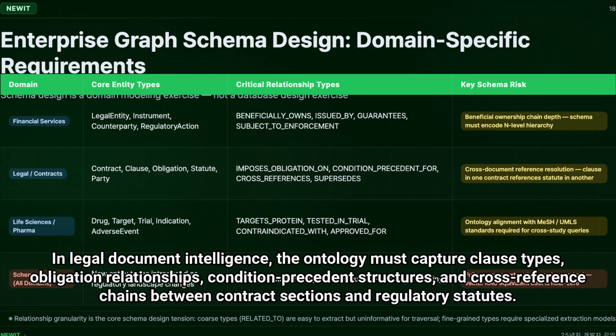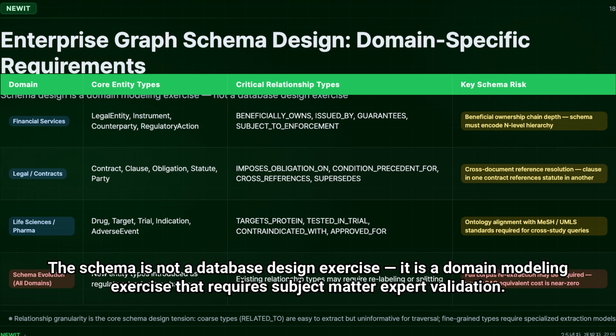In legal document intelligence, the ontology must capture clause types, obligation relationships, condition precedent structures, and cross-reference chains between contract sections and regulatory statutes. The schema is not a database design exercise. It is a domain modeling exercise that requires subject matter expert validation.